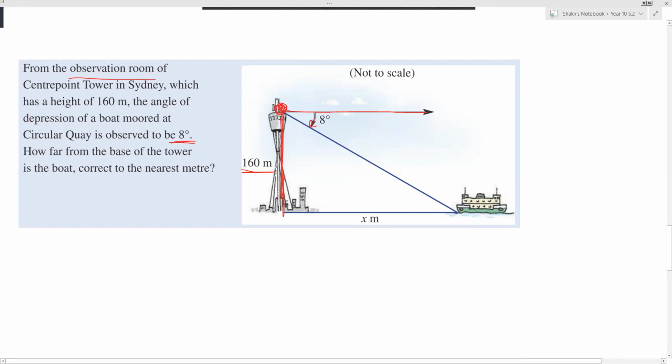And the height is 160. That's 8. How far from the base of the tower is the boat? So we have to find X. Now, we have a triangle, but within this triangle, we have no angles. The only thing we've been given is 8 degrees.